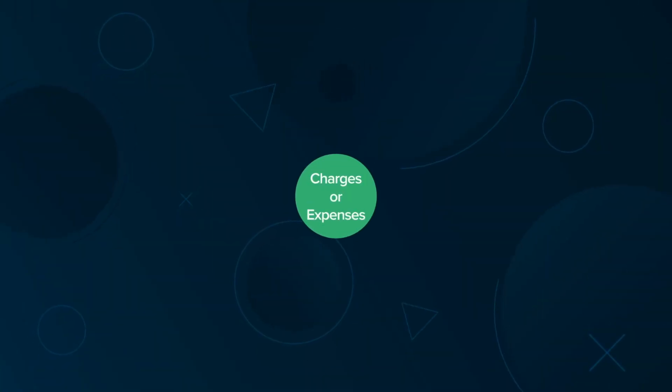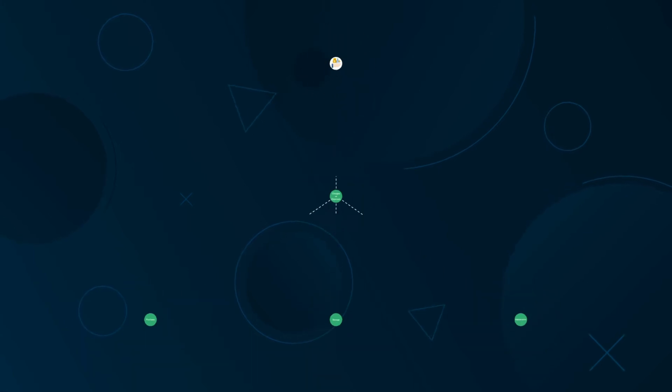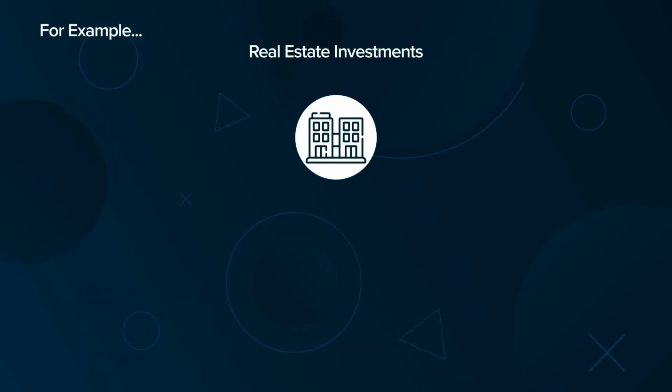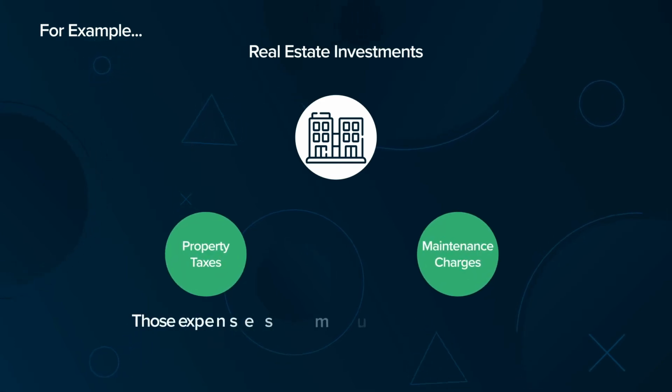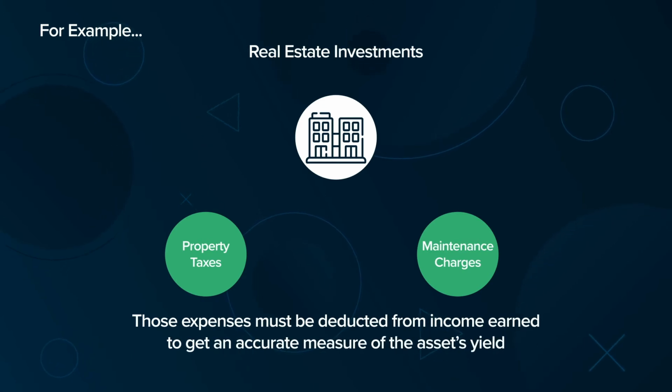Sometimes there are charges or expenses related to the purchase, storage, or maintenance of the asset. For example, real estate investments, such as the purchase of an apartment, generally incur property taxes and maintenance charges. Those expenses must be deducted from income earned to get an accurate measure of the asset's yield.